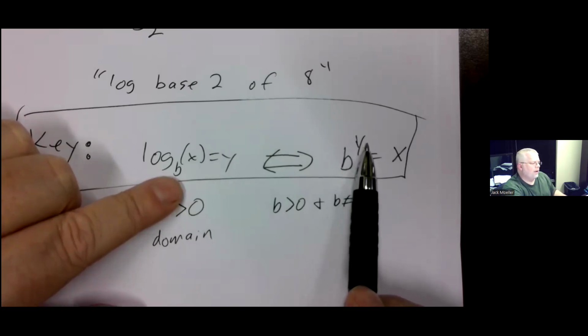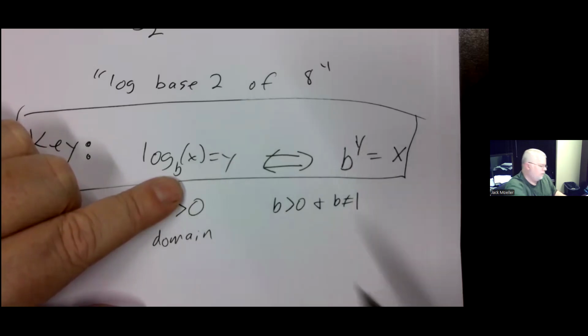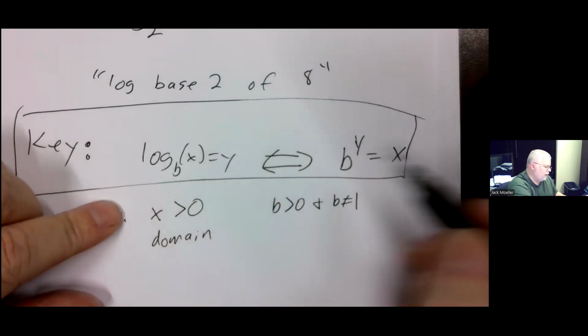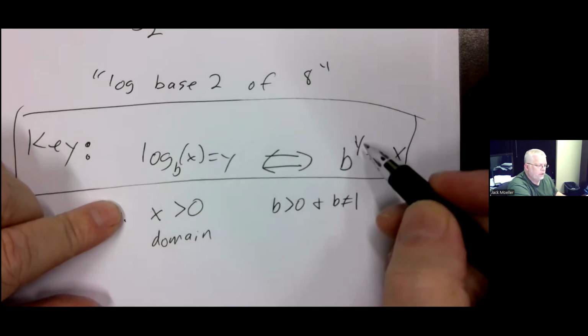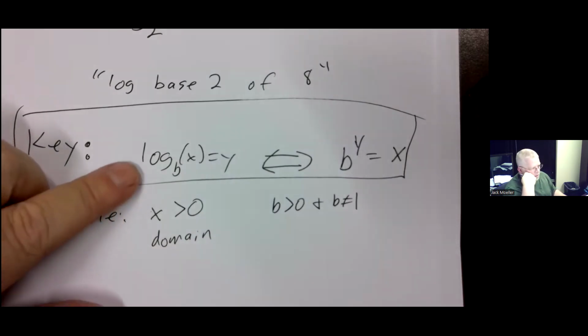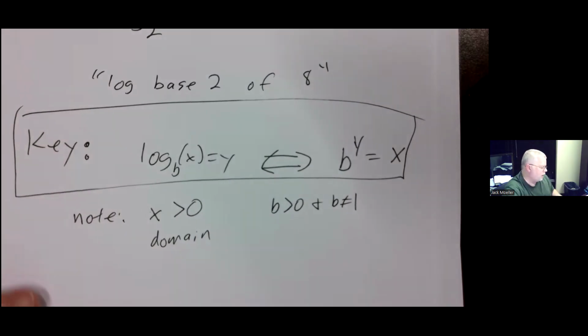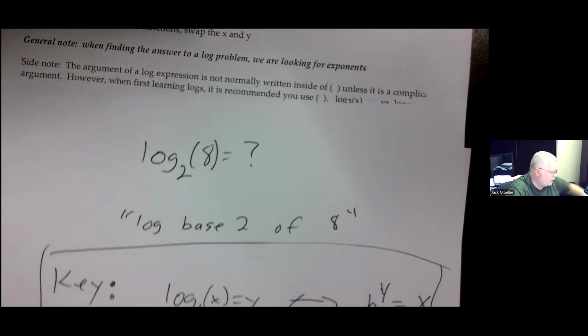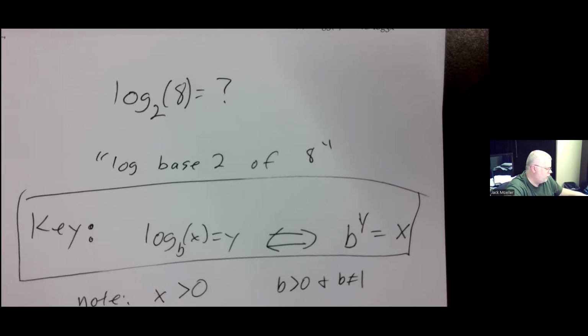Logarithms are exponents. Because log base b equals y, where's y? y is in the actual exponent. So anytime we're finding logs or answers to logs, we're finding exponents. That's a little something to keep in the back of your brain. So, a couple of things about what logarithms are.